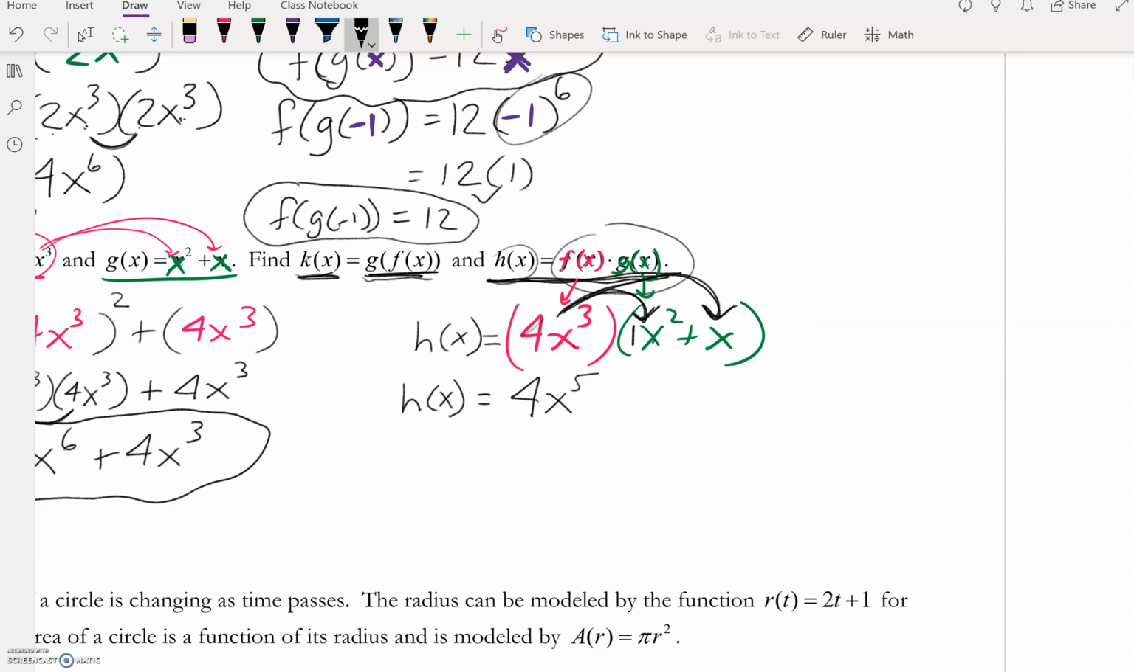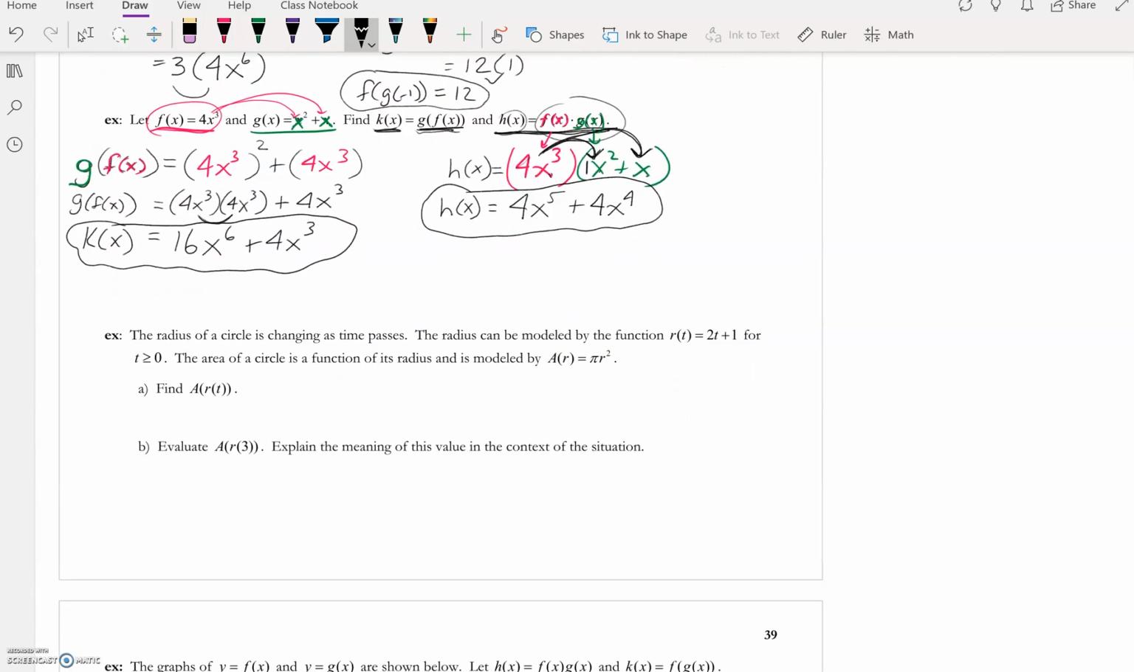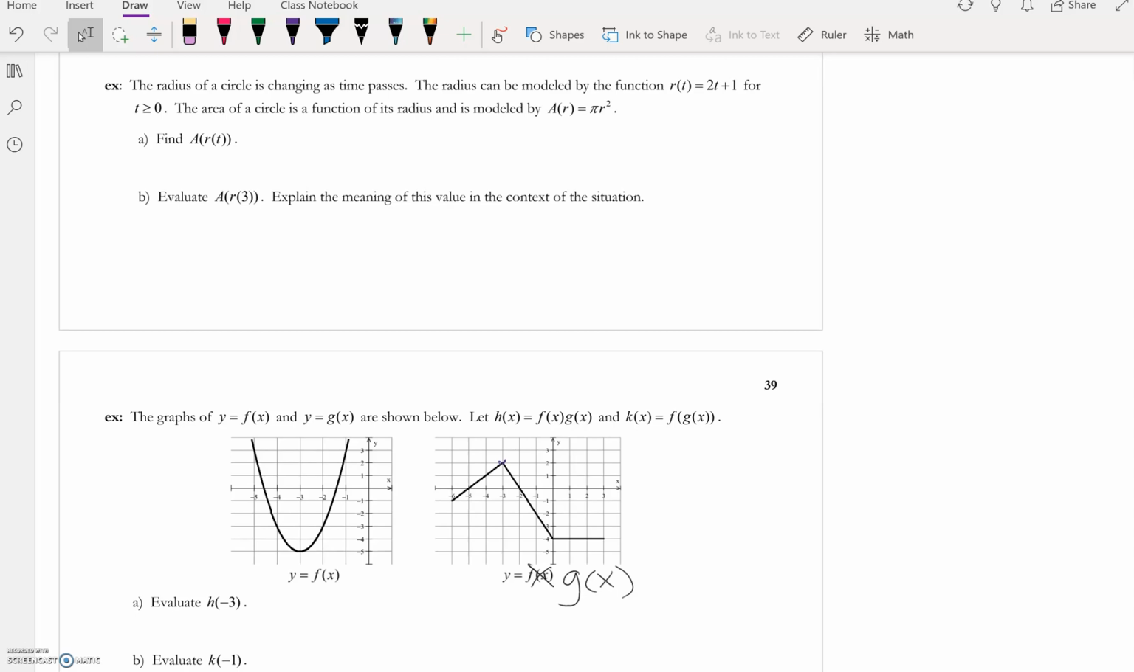Now this 4x cubed needs to multiply this x. So it'll give me 4x to the 4th power: x times x times x times 1 more x. And again, these are not like terms. This is as far as we can go. So my function h of x is equal to 4x to the 5th plus 4x to the 4th. In the next video, we're going to look at a few word problems or how we can deal with this idea of function composition from graphs, and then that'll be about it.